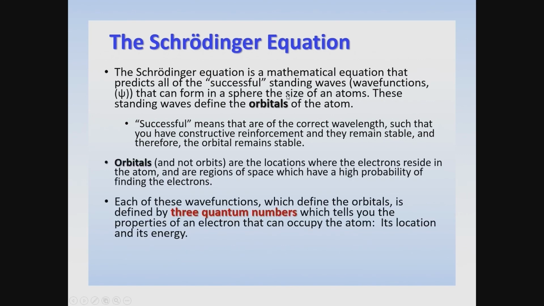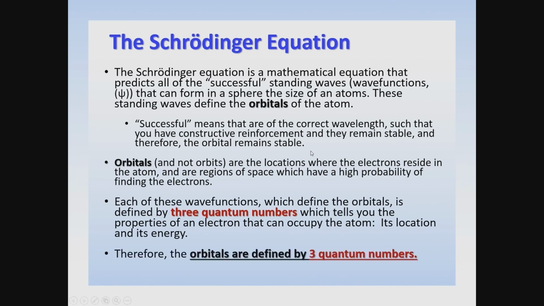One of the things we'll be talking about next is that the Schrödinger equation tells you all the orbitals that can exist around the atom, which define where the electrons are in the atom. These particular orbitals are defined by constants, three of them, called quantum numbers. The quantum numbers are constants applied to the Schrödinger equation, which map out the orbitals in space. We will learn about these quantum numbers in the next lesson.